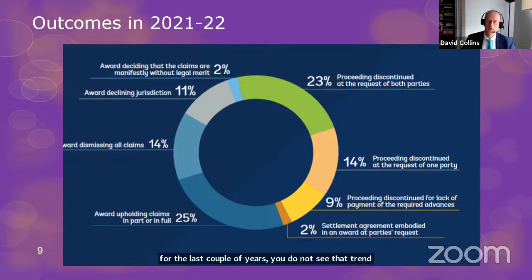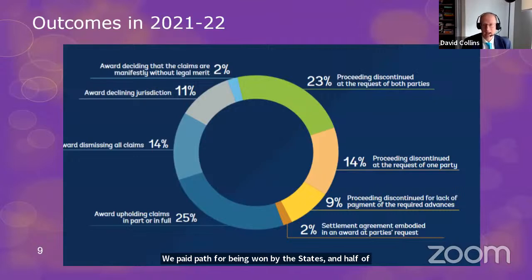What you see here is 23% being discontinued by both parties, 14% by one party, 9% discontinued for other procedural reasons, settlement agreement 2%. But if you look at the left-hand side of the pie wheel, you see awards upholding the claims in full at 25%. Dismissing claims, declining jurisdiction and deciding without merit, 14, 11, and 2, comprising variously 26%. So you're basically seeing that of the cases that are not settled or abandoned, half are being won by the states and half are being won by the investors.